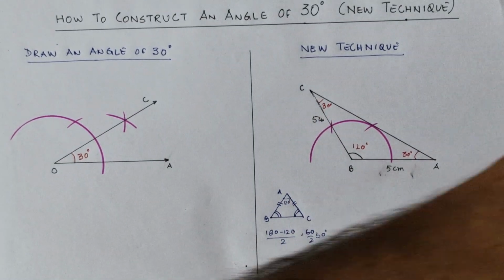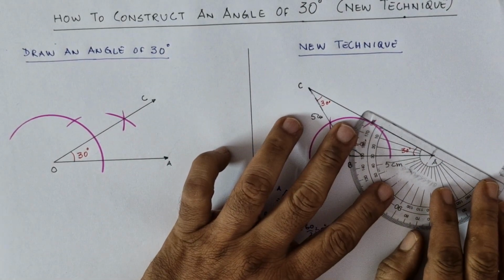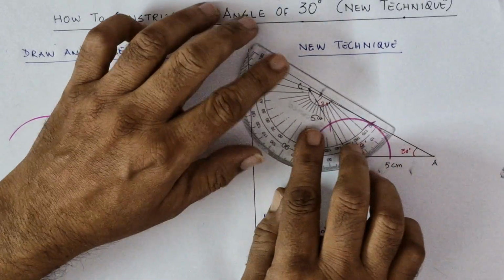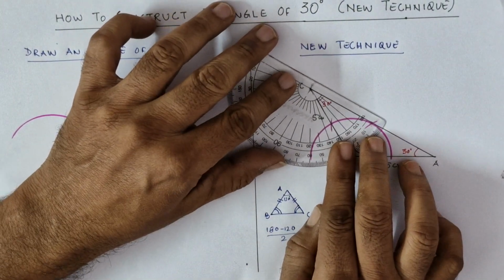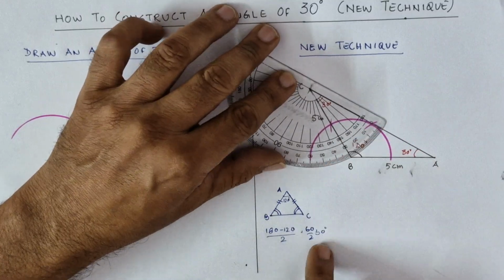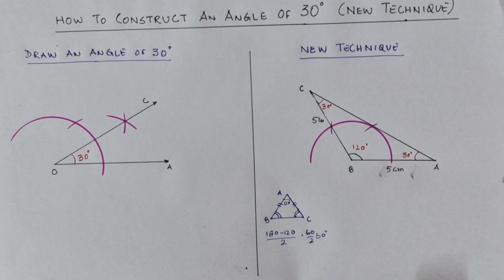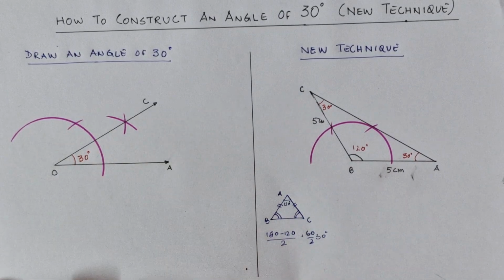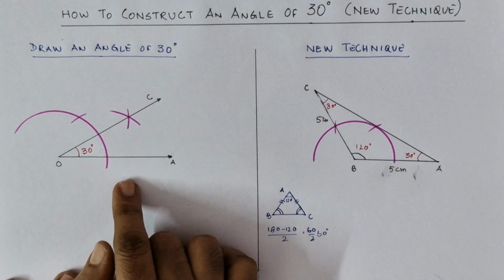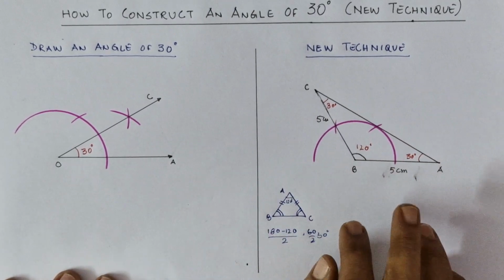So let's measure this with a protractor. See, 30 degree. Again this one, see, 30 degree. So you can also draw this as another way of drawing an angle of 30 degrees. The first is the usual, familiar way. Always take the help of those steps, because that is the fastest way of drawing, and this is another way I have shown you.